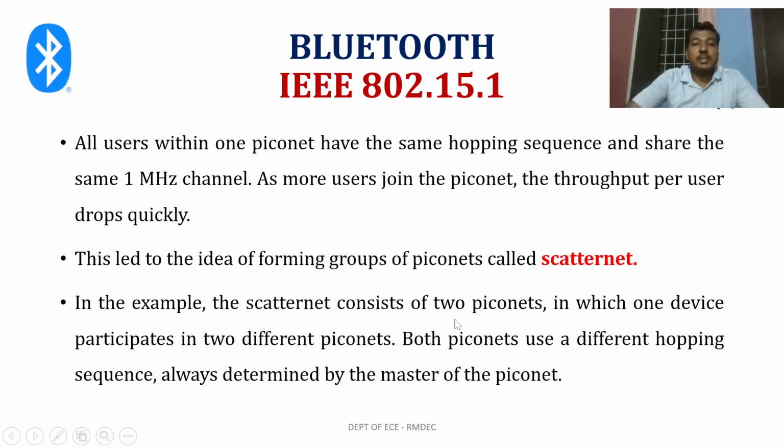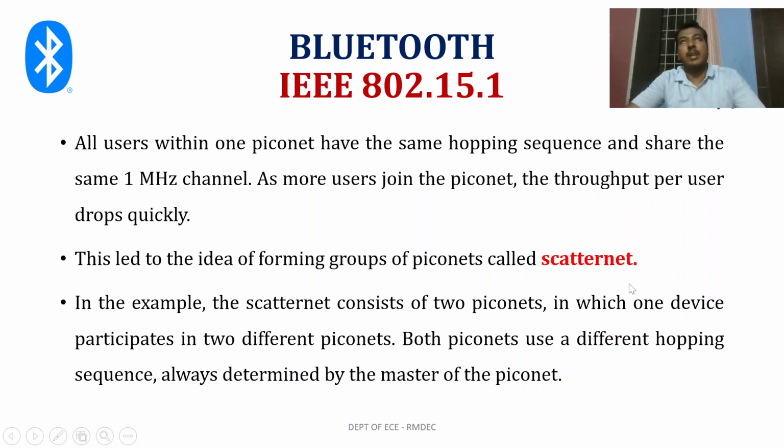All users within one Piconet have the same hopping sequence and share the same 1 megahertz channel. As we all know, the devices connected in one Piconet have the same 1 megahertz channel. As more users join the Piconet, the throughput per user drops quickly. So as the traffic increases, the throughput also decreases. This led to the idea of forming groups of Piconets called the scatternet. This is a very important concept in Bluetooth.